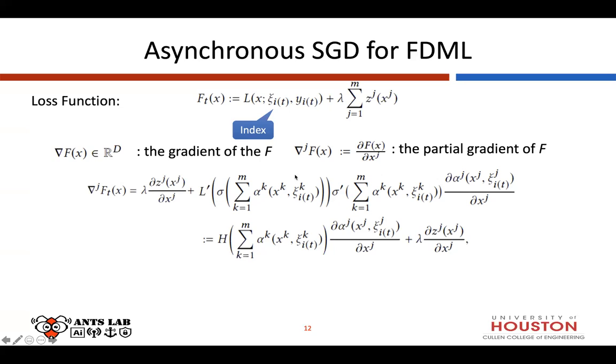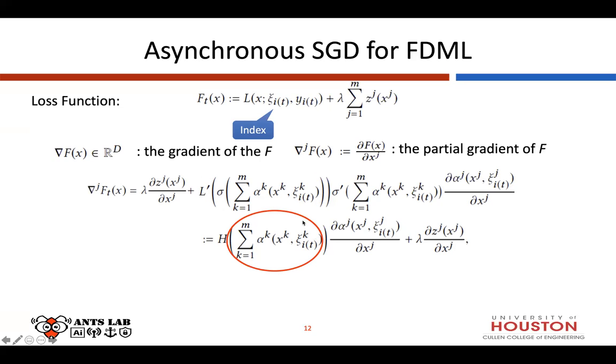If we look at the first two functions of this term, this L prime function and the sigma prime function, both of these two functions contain the aggregation of all the local predictions. So we can rewrite these two functions with respect to this aggregation of the local predictions, and it can be written in this way. In this way, we use the h function times this partial gradient plus the partial gradient of the regularization term.